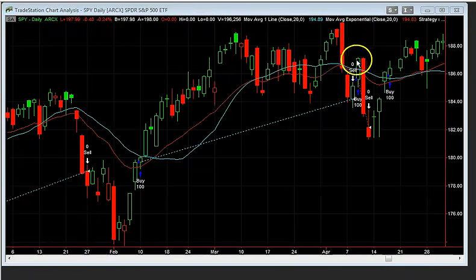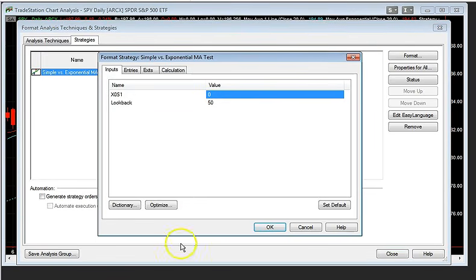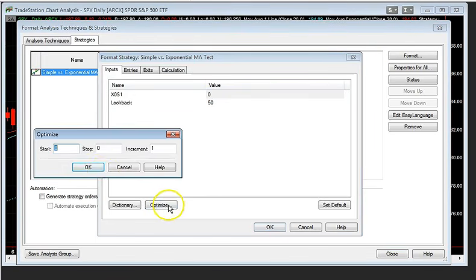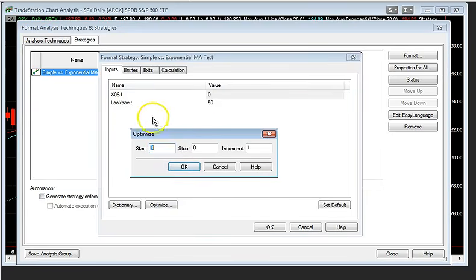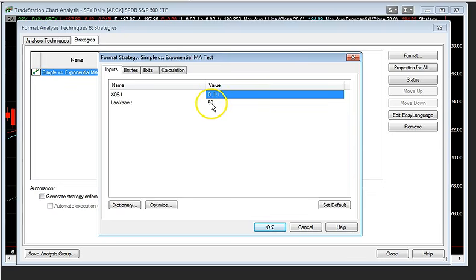Alright, so what I'm going to do instead of doing that manually is automate the process of testing these. I can optimize each of these parameters automatically by saying, here's the range I want you to test. I want you to test 0 and 1, in an increment of 1 because we only have 2 values. So it's going to test 0 and 1. That's very simple. That would only be 2 tests.